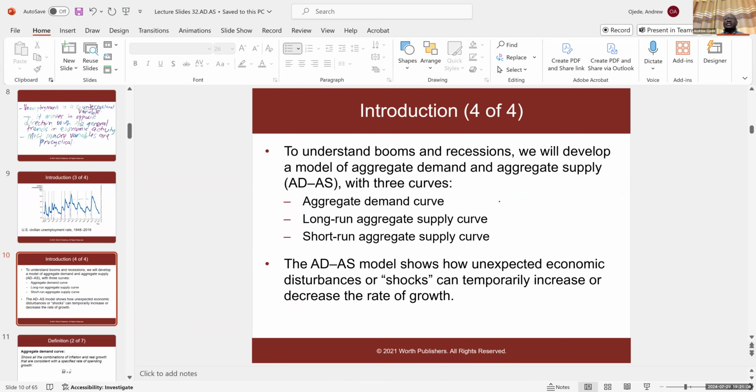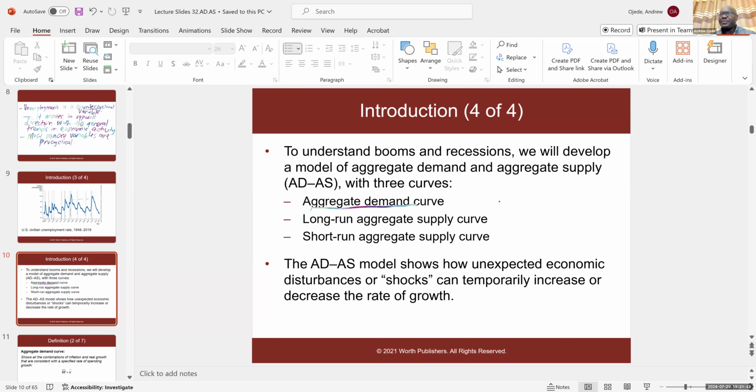Okay, so now let's talk about that. In this chapter, we're going to understand booms and recessions. Booms mean expansion when the economy is growing. Recessions mean we are falling. So we will develop a model of aggregate demand and aggregate supply with three curves. We're going to start with developing what the aggregate demand curve is. And again, I need to warn you, aggregate demand means total demand for goods and services in the economy. It's not a demand for a single good. It's not a demand for gasoline.